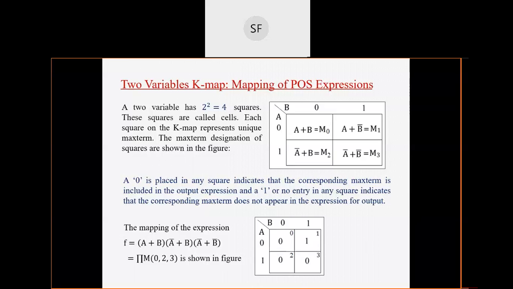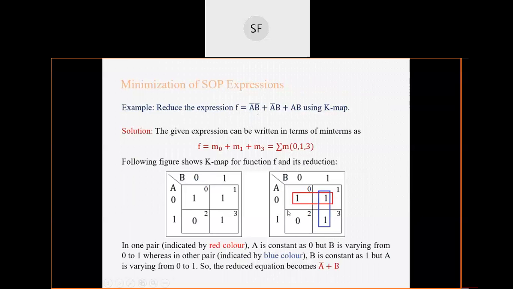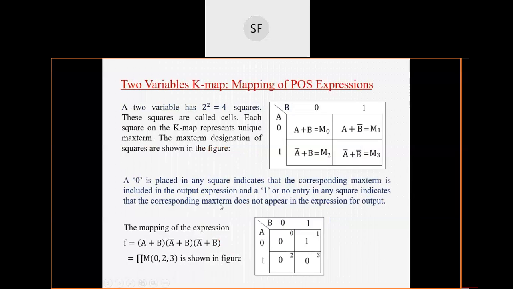And in that example we have seen that whenever a min term was present in your output expression, we have given 1 there. I will just go one slide back. Just observe this. So here m0, m1, m3, these were min terms. Since these min terms were present in the output expression, we have written 1 here. But now what is the difference here?